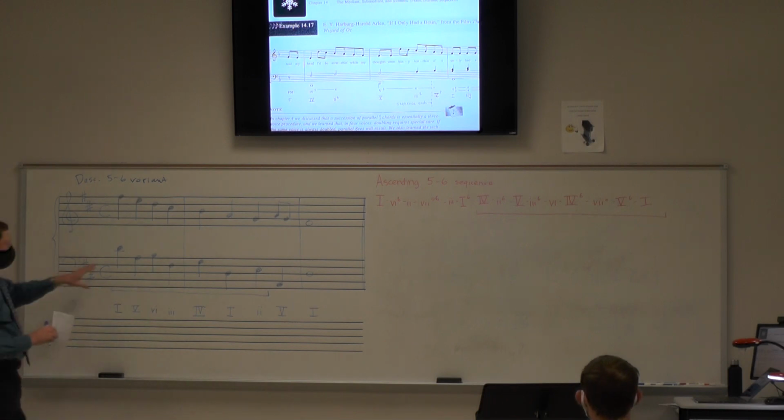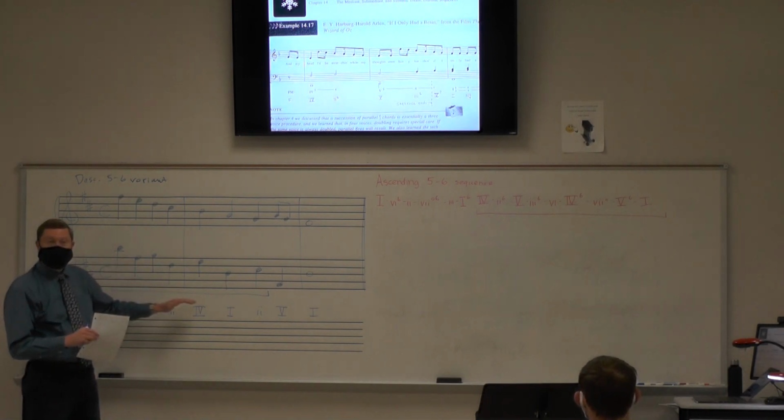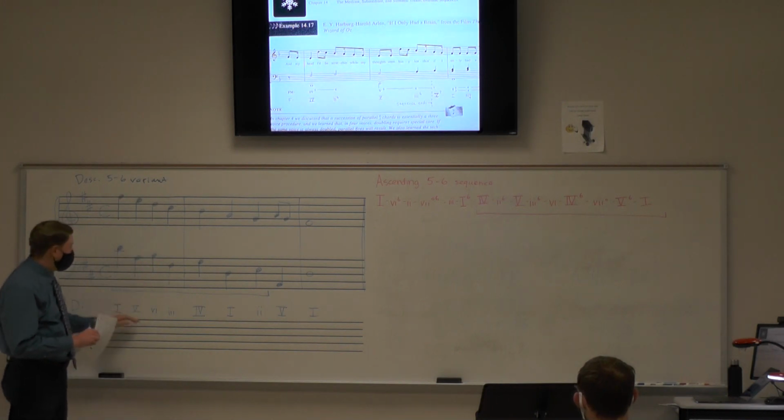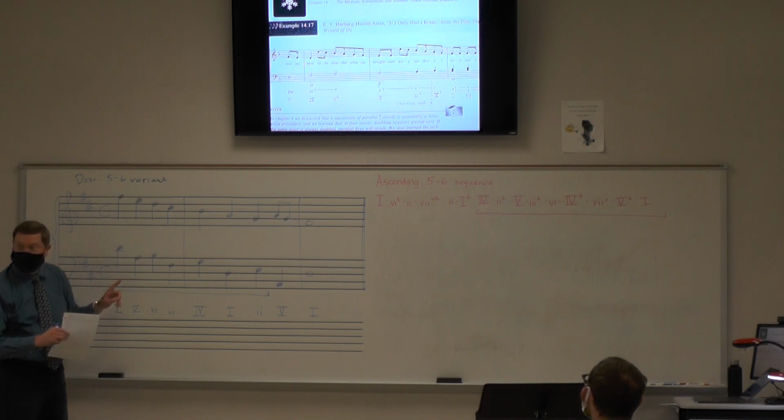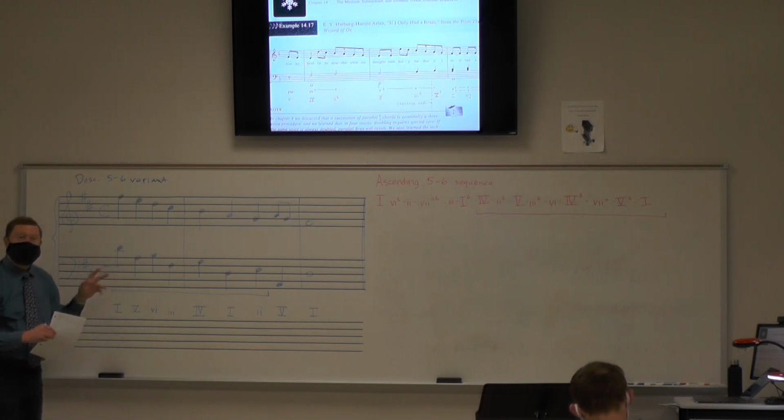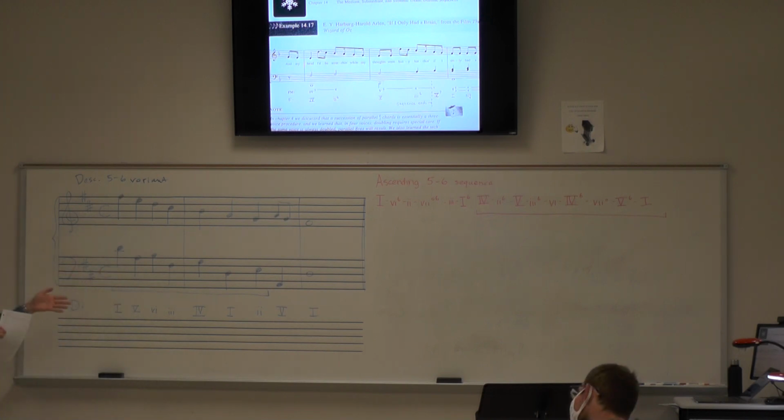So what I'm going to do is change this part under the bracket to the baseline for a descending 5-6, which is also going to take these Roman numerals and put every other one in first inversion. Remember that? The variants and the regular sequences that go together: one has all root position chords, the other has every other chord in first inversion.